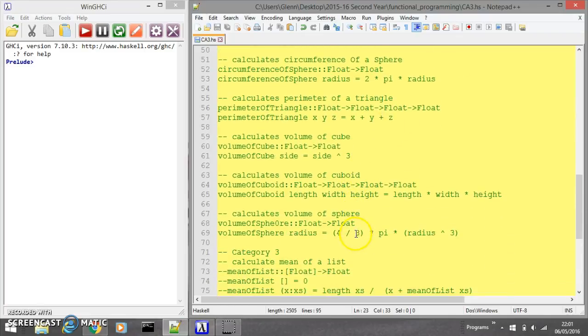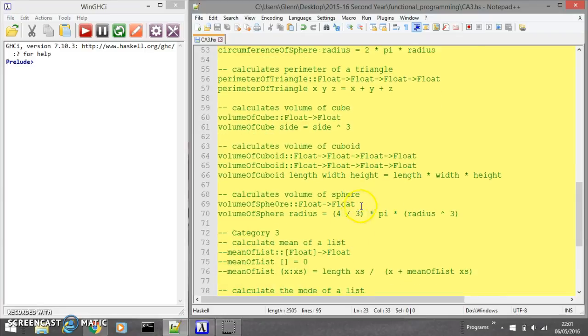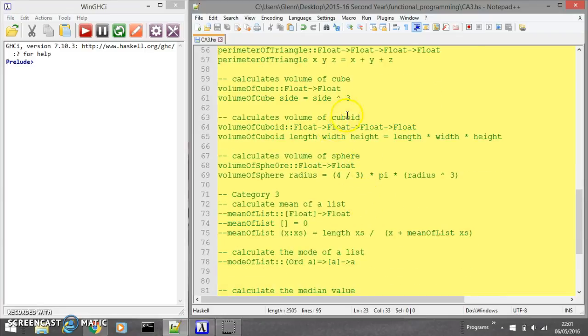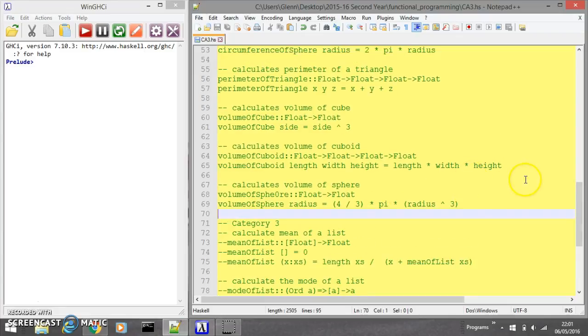Then I also included to calculate the volume of a cube, a cuboid and sphere. You can't calculate the volume of a triangle. For a cube, it's just side cubed. A cuboid is length times width times height, basic enough. And volume of a sphere is 4/3 times pi times radius cubed, and that gets the volume of a sphere.